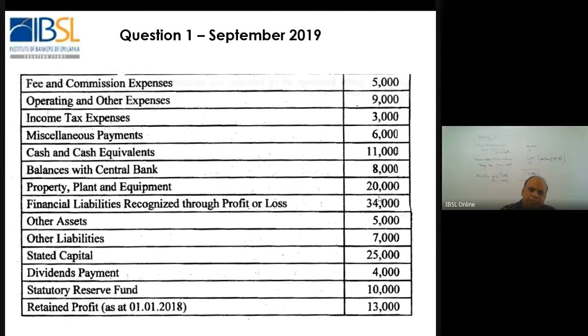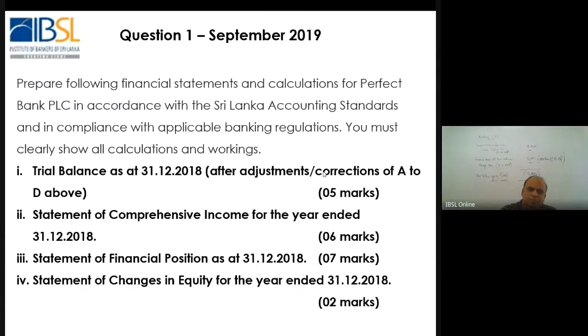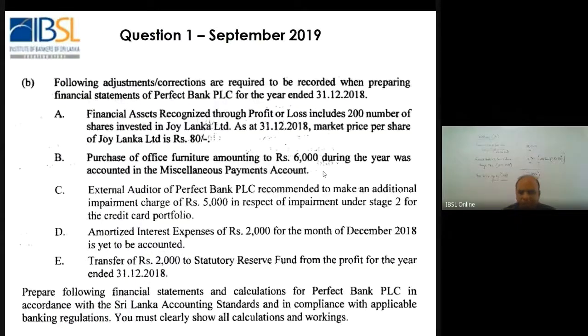Do we have that? You see, this has gone down by 5,000. So from 160, it has come down to 155. And the impairment charge has to go up by 5,000. So that from 4,000, it has become 9,000.